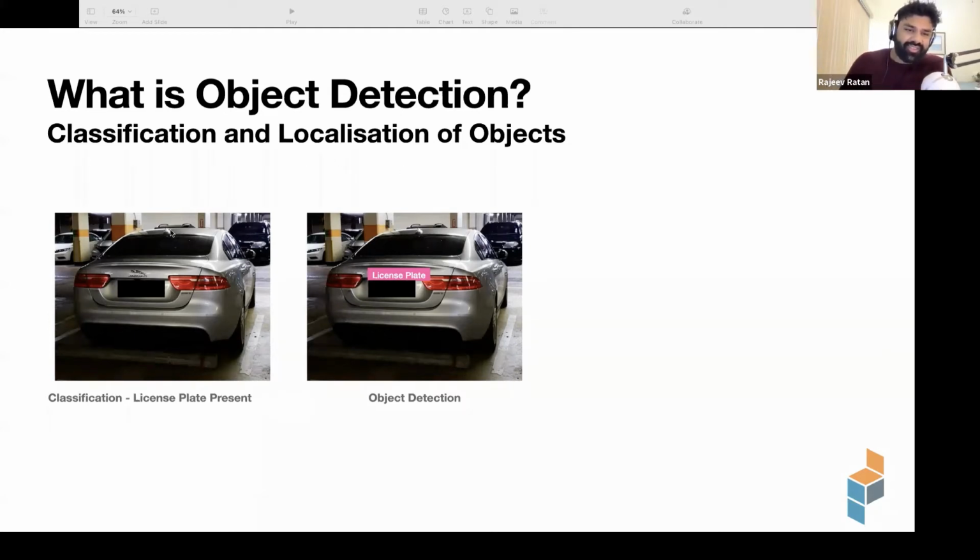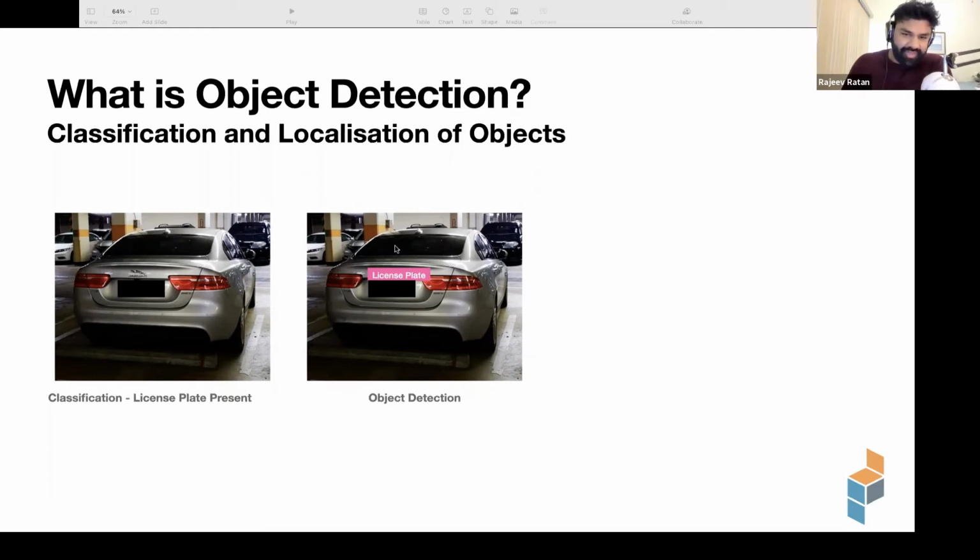Classification, in computer vision terms, tells you whether an object is present or not in the image. So if you pass this image to a license plate classifier, it's going to say license plate present, but it's not going to tell you where the license plate is. That's how classification models work.